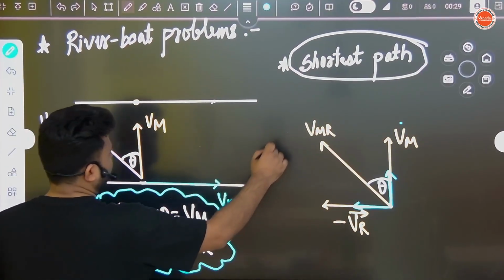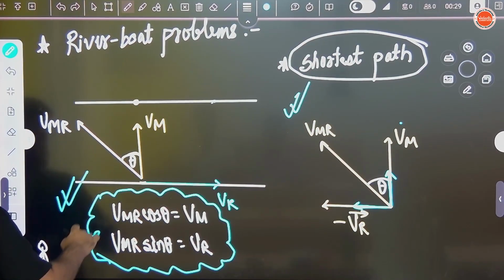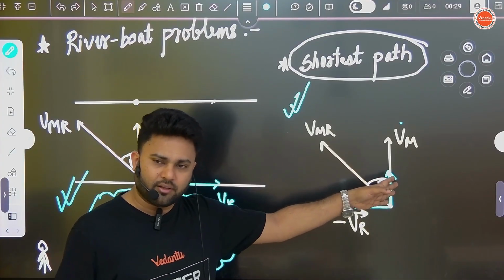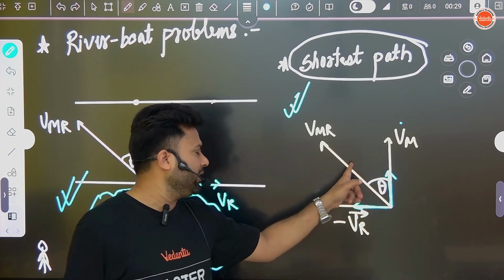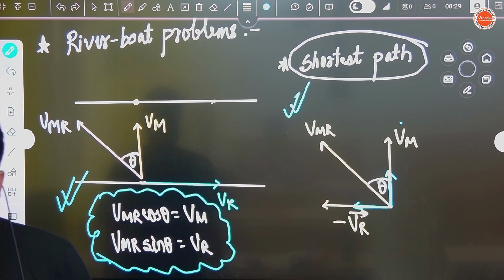So remember this diagram and remember this formula. No need to mug up. If you just remember this diagram, then you can form VMR cos theta equals VM and VMR sin theta equals minus VR. Correct.